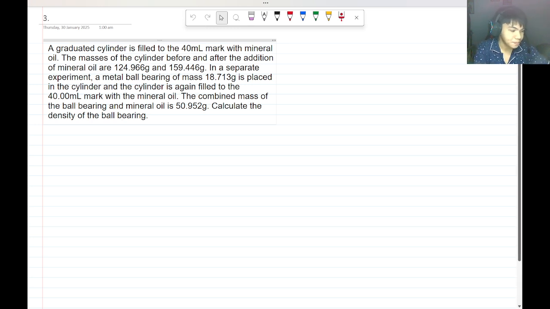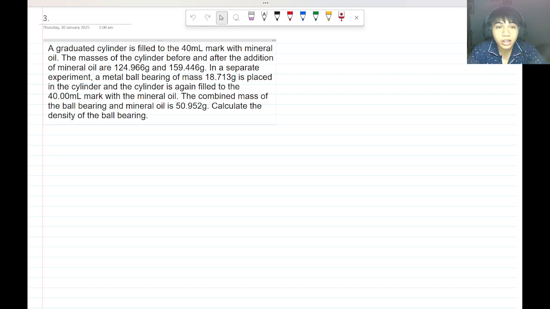Okay. For the third problem, like this one, it took me a whole page to try to do it, because I was using multiple approaches. So for the third problem, a graduated cylinder is filled to the 40 milliliter mark with mineral oil.